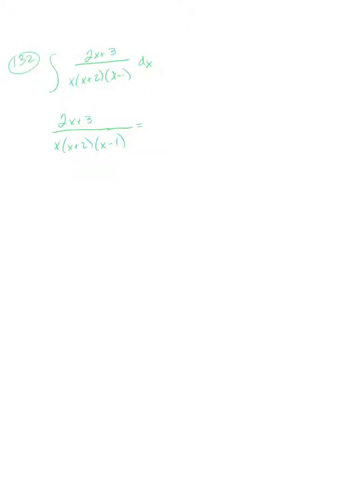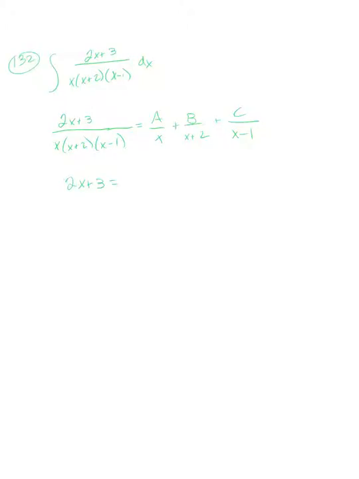That's going to break into 3 fractions: A over x, plus B over (x + 2), plus C over (x - 1). Now I multiply both sides of this equation by the common denominator, and on the left the denominator is going to fully cancel and I get 2x + 3.